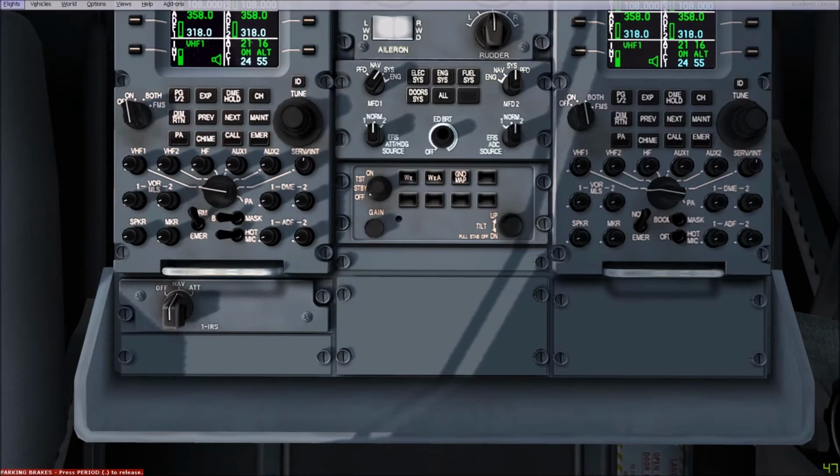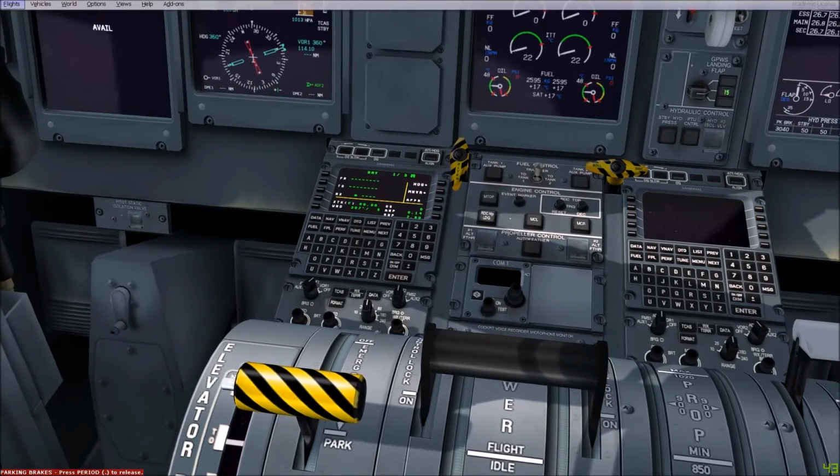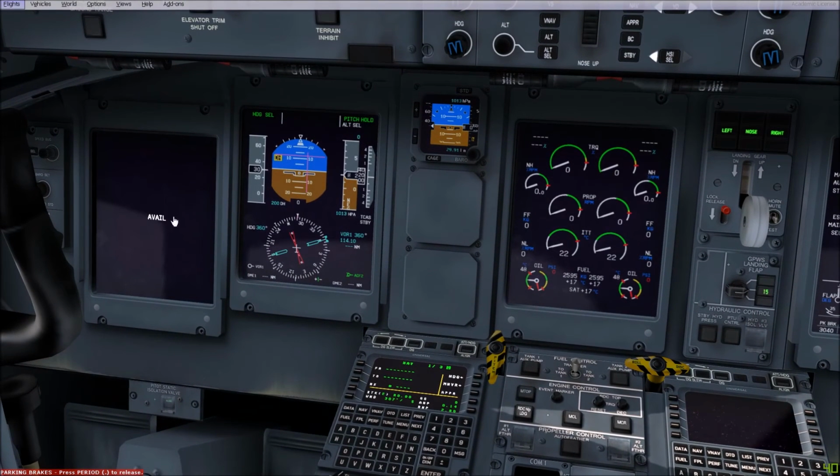In addition to showing systems pages, we can also use the multifunction displays as primary flight displays, in which case the PFD reverts to the right hand side. This is an abnormal configuration and would only be used in the event of a screen failure.